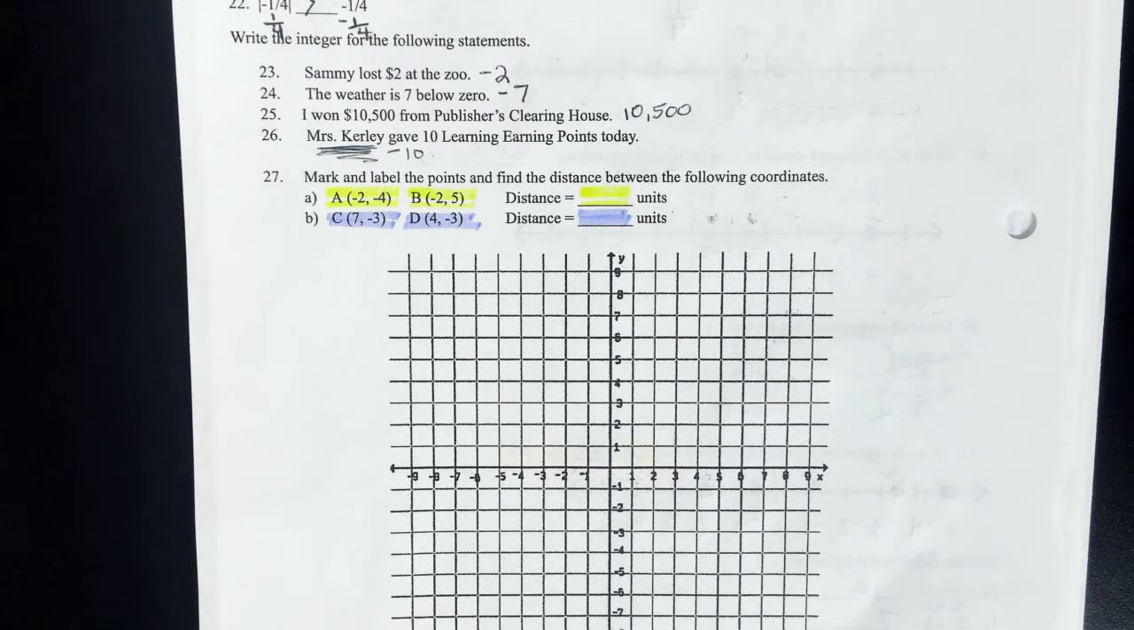I was just telling the kids that basically this question is testing two different things. One is, can you put a point on a graph? And I literally have to see if A is in the right place, B, C, and D. And then the other one is, is the distance correct? Okay, so starting out.